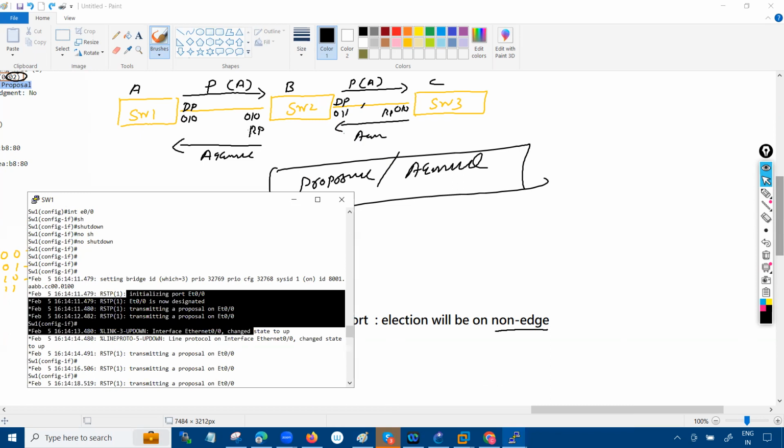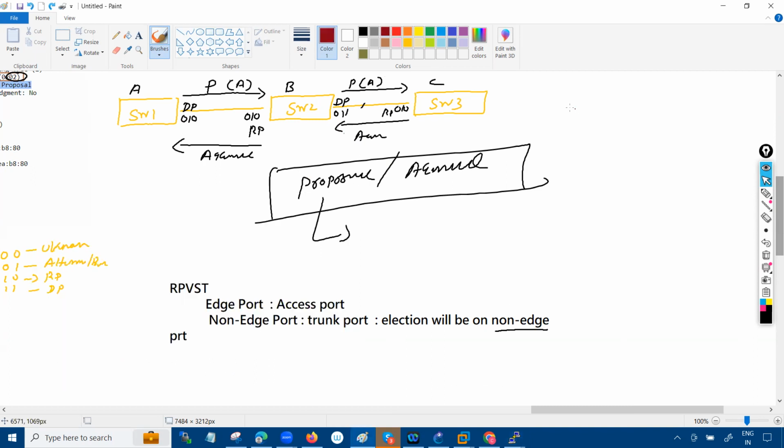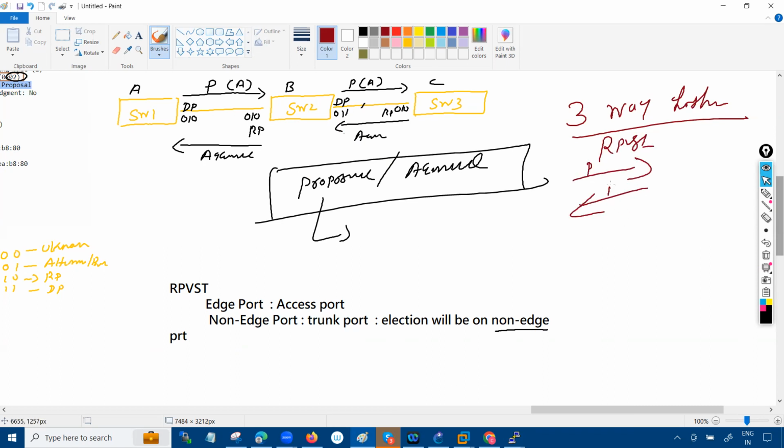That's it, it's just a message. These are the same messages I have shown you in the debug command, so that you can understand it properly. There is no other function of that, just transmitting the message. So this is called the three-way handshake process. If somebody asks you about the three-way handshake process in the RSTP protocol, then you need to explain this: proposal, agreement, and proposal, and agreement.